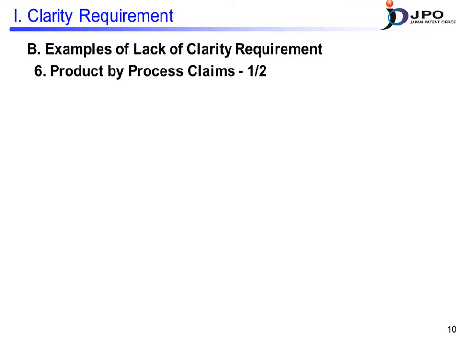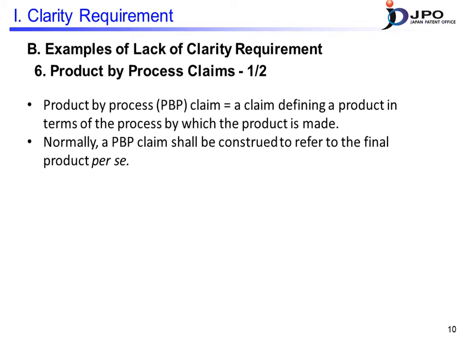The sixth type of violation is the case where a product-by-process claim becomes unclear. A product-by-process claim is a claim defining a product in terms of the process by which the product is made. This is called a PBP claim for short. Normally, a PBP claim shall be construed to refer to the final product per se.